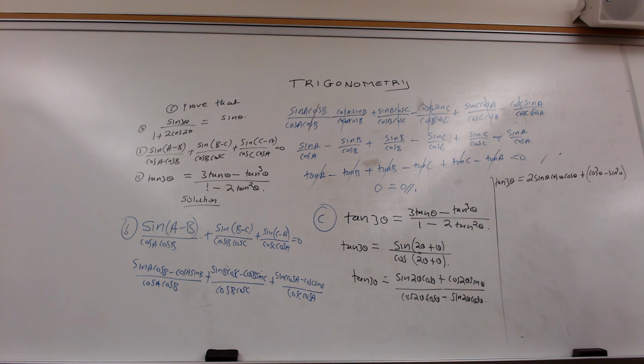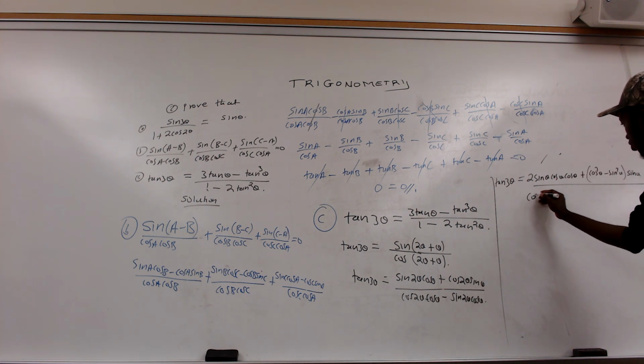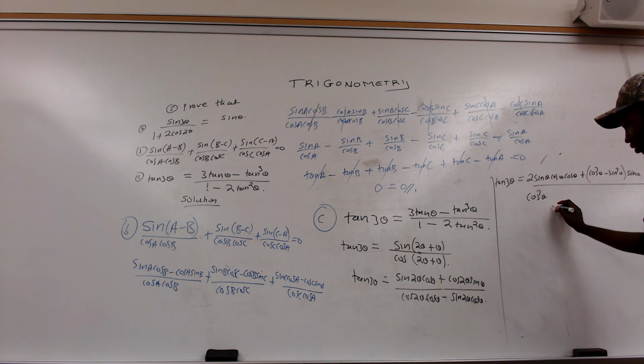We have this, and we have our sin theta divided by, we take our denominator, which is going to be cos 2 theta. Cos 2 theta is the same as cos square theta.